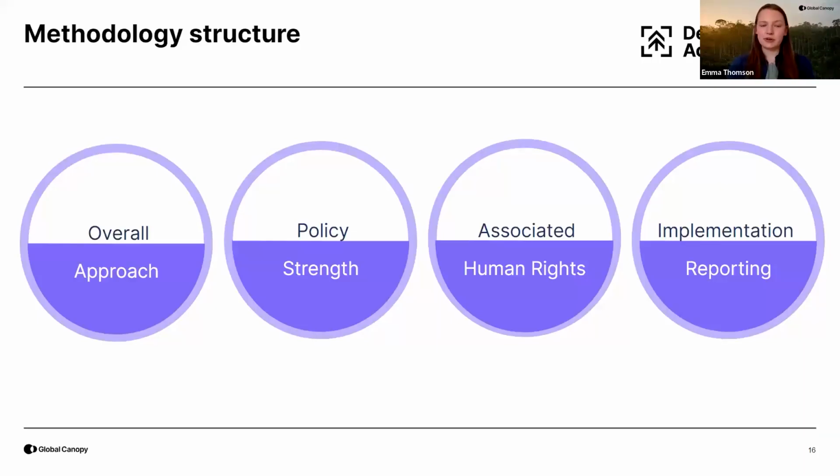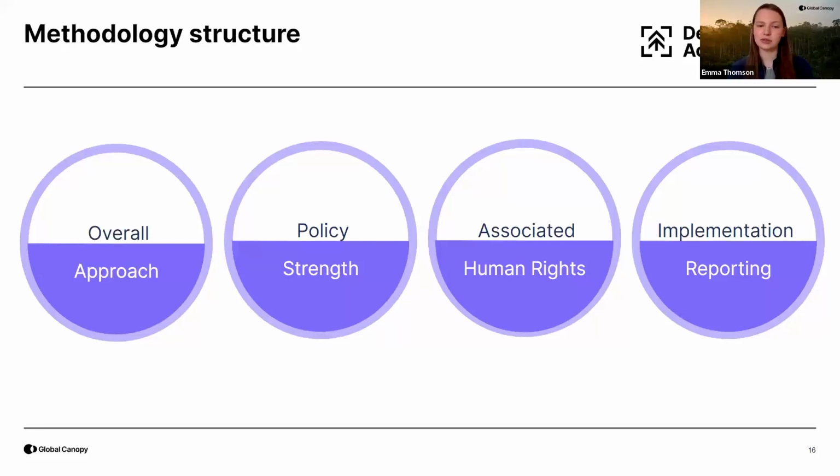So our assessments will be structured into 4 key sections, as you can see on the screen. The first is overall approach, which looks at the financial institution's high-level action on deforestation. So what are the high-level policies? Then we move on to policy strength, which looks at deforestation policies, policies that you require clients or holdings to have to implement that deforestation policy.